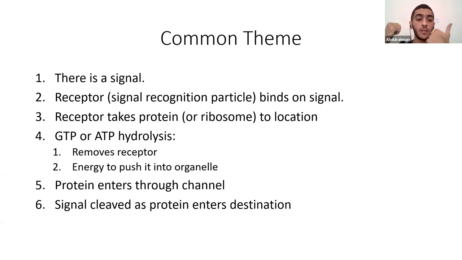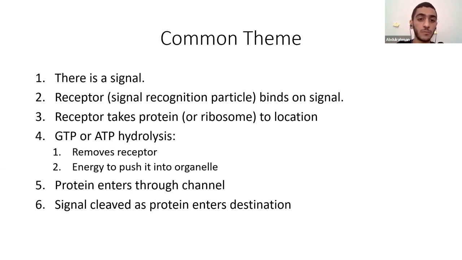What happens is the GTP or ATP will be used. Hydrolysis of GTP or ATP is basically like using these GTPs and ATP. Why do we need this ATP? We're going to remove the signal recognition particle and push the protein into the cell. Once the protein goes through the channel into the cell, we're going to cut off the signal because we got the protein where we need it. Here, we don't need the signal anymore. So we cut off the signal and now the protein is going to be folded and ready for function.